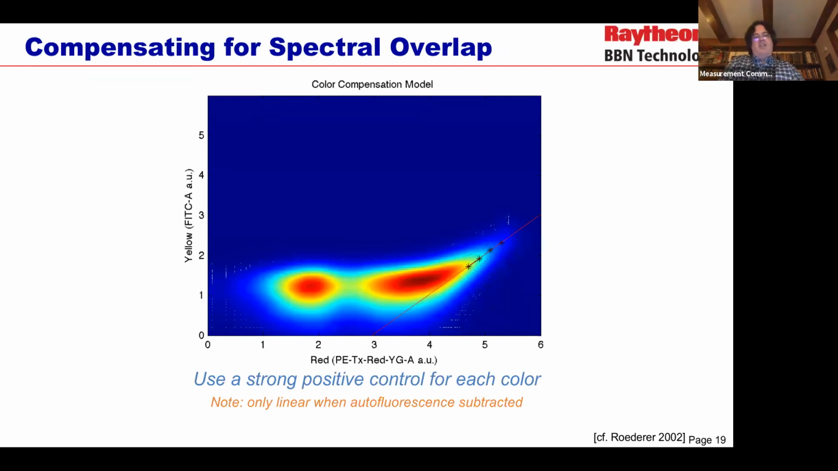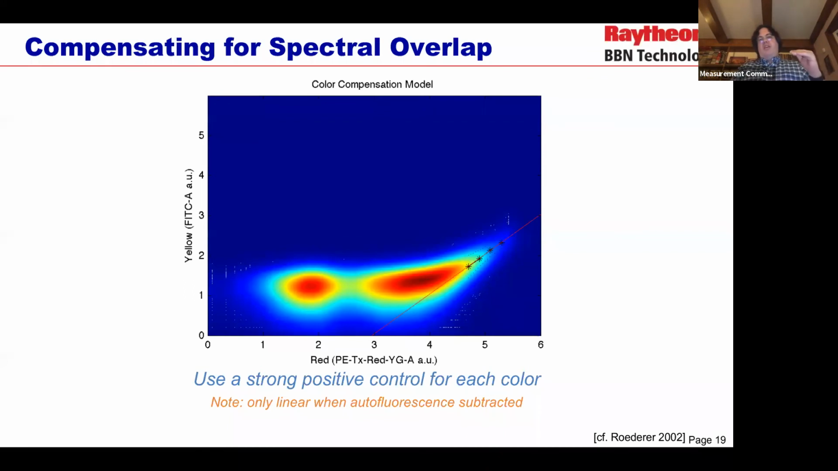The next thing that we need to do is compensate for spectral overlap. And with a flow cytometer, we get to do this in what I find a very beautiful way. You use a strong positive control for each color. So that is a constitutive control. In this case, we've got a constitutive expression of mCherry that's being measured on this Texas red channel. And we're asking how much mCherry is slopping over into our yellow fluorescence measurement channel, which is where we're going to be measuring, in this case, YFP. And this relationship is strictly linear.